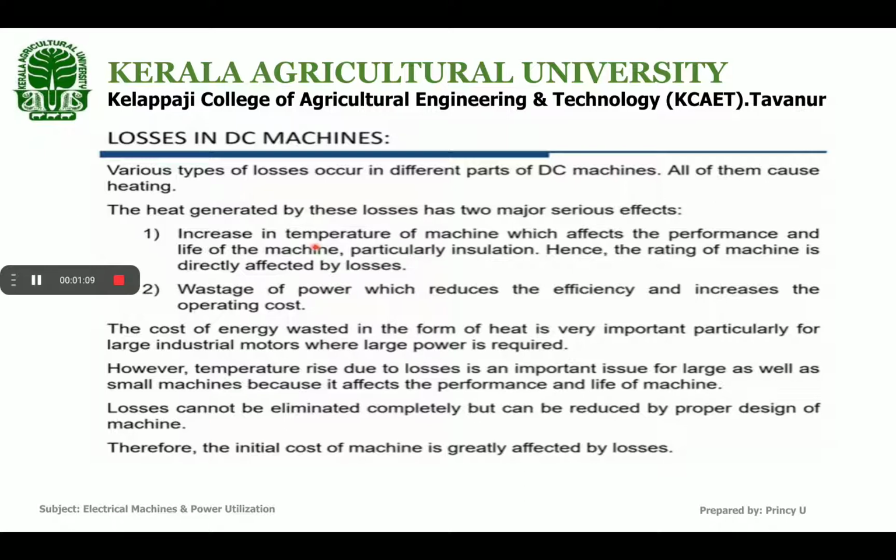However, temperature rise due to losses is an important issue for large as well as small machines, because it affects the performance and life of the machine. Whether it is a small or large machine, these losses will affect performance and lifespan. So, losses cannot be eliminated completely, but they can be reduced by proper design of the machine. Therefore, the initial cost of the machine is greatly affected by losses.